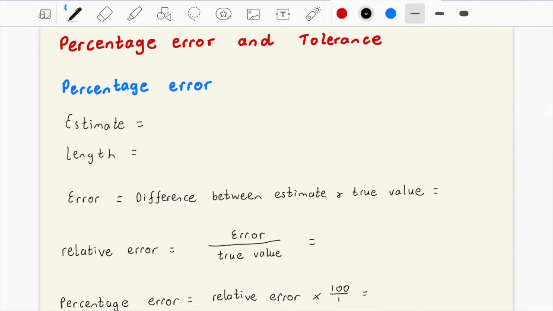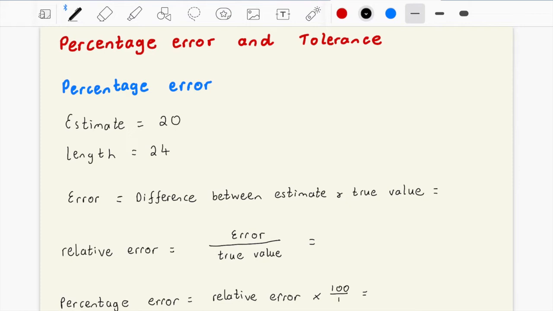So today we are going to be talking about percentage error and tolerance. So starting off with percentage error, let's say we are measuring the length of a box, and just by looking at it we estimate that its length is approximately 20 centimeters. We then take out our ruler, we measure the box, and we find that it is actually 24 centimeters long.